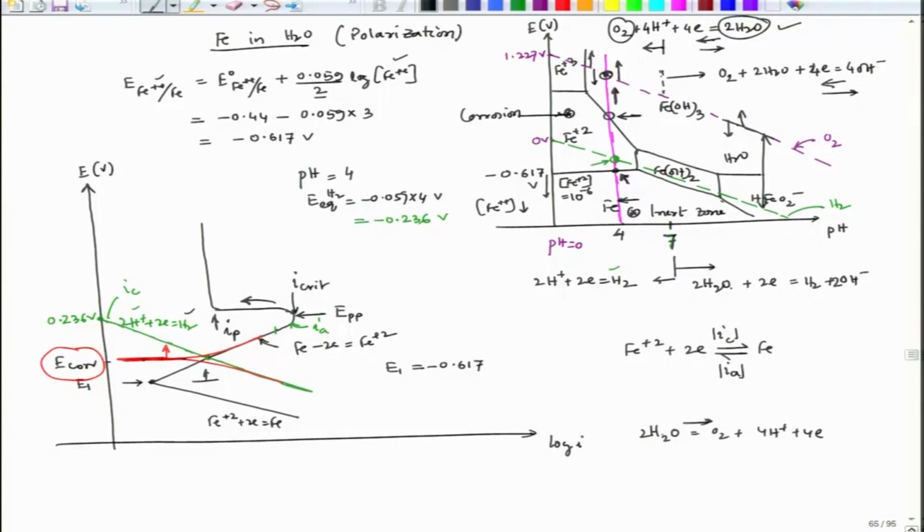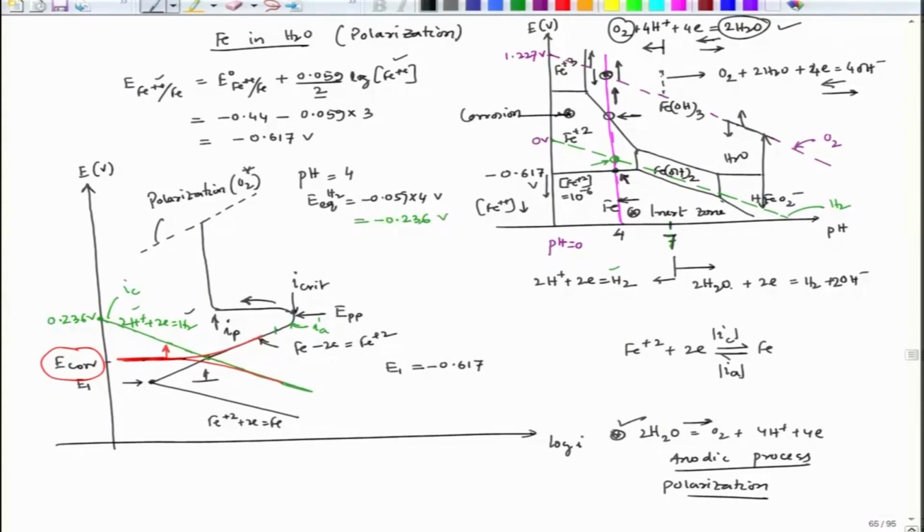So, this reaction happens. That means this is an anodic process, and this anodic process would have its own polarization as decided by the Tafel slope for that particular reaction. So, we will come across this polarization of oxygen evolution, and this reaction. So, we are talking about this reaction.